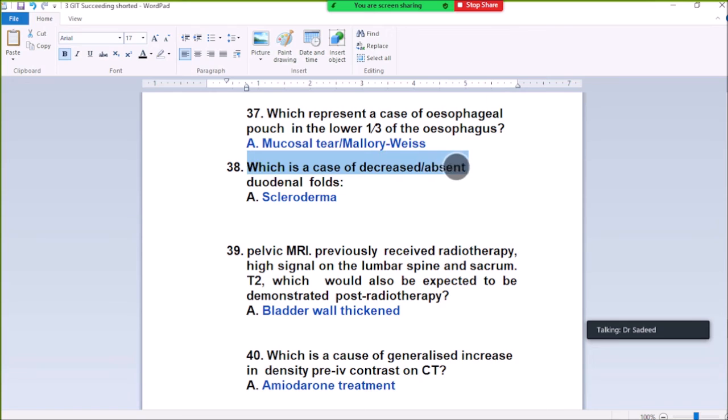38. Which is a case of decreased / absent duodenal folds? Scleroderma. Decreased / absent duodenal folds, scleroderma.